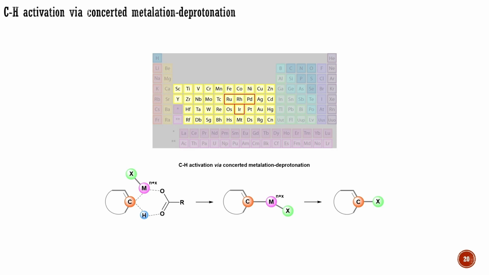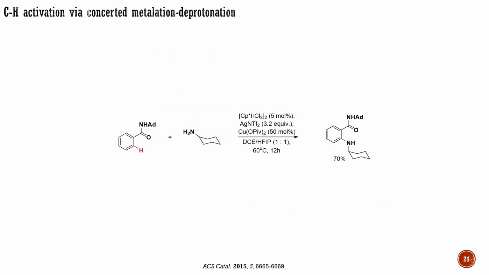Therefore, whenever you encounter ruthenium-2, rhodium-3, iridium-3, or palladium-2 complexes combined with bases like acetate or carbonate, you should think about this mechanism. The first example is the iridium-catalyzed C-H amination of arenes published in 2015. Before I show you the mechanism, pay attention to the reagents used by the authors.